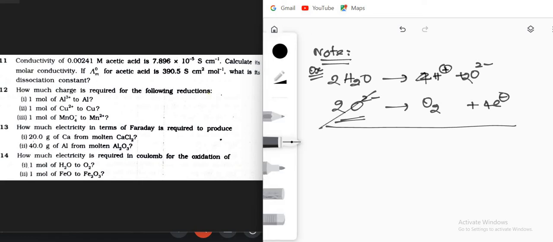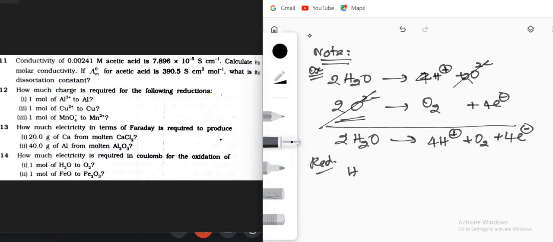Now you add them, so you can cancel the left hand sides. Equal quantities you can cancel. So we have 2H2O on the left hand side giving 4H+ plus O2 plus 4 electrons. This is the oxidation reaction of water. Water molecule can also undergo reduction, students. So what is the reduction reaction?